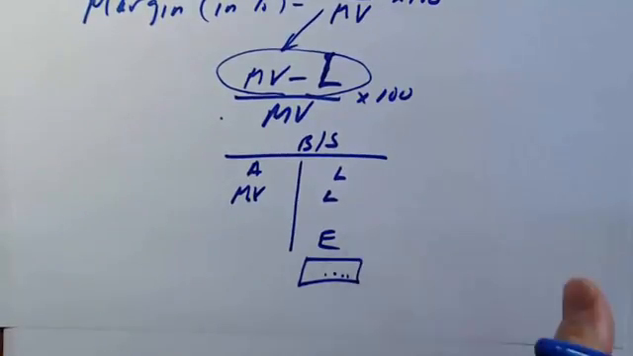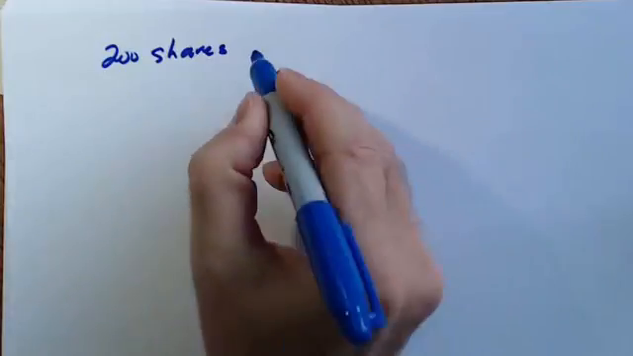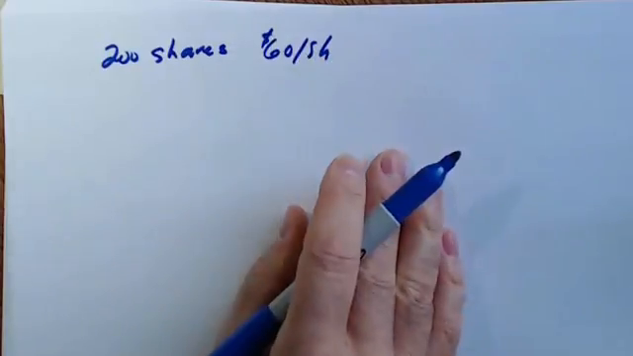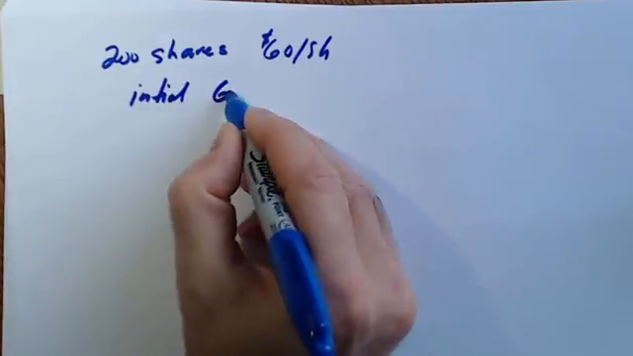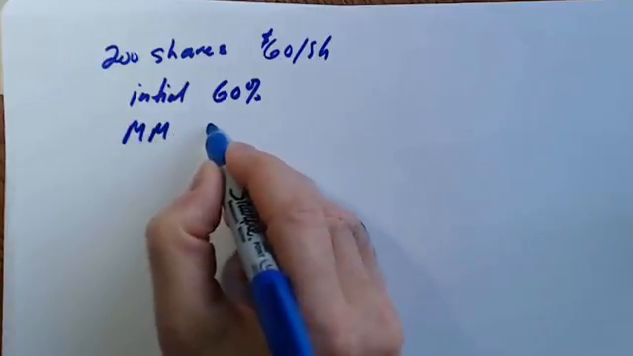Okay. Let's actually get into an example and drive this concept home. Assume you purchase 200 shares of AT&T stock at $60 per share. And by the way, I'm following your notes for Chapter 2 carefully. 200 shares of AT&T, $60 per share. The initial margin requirement is 60%, set by your broker, and maintenance, MM, is 30%.